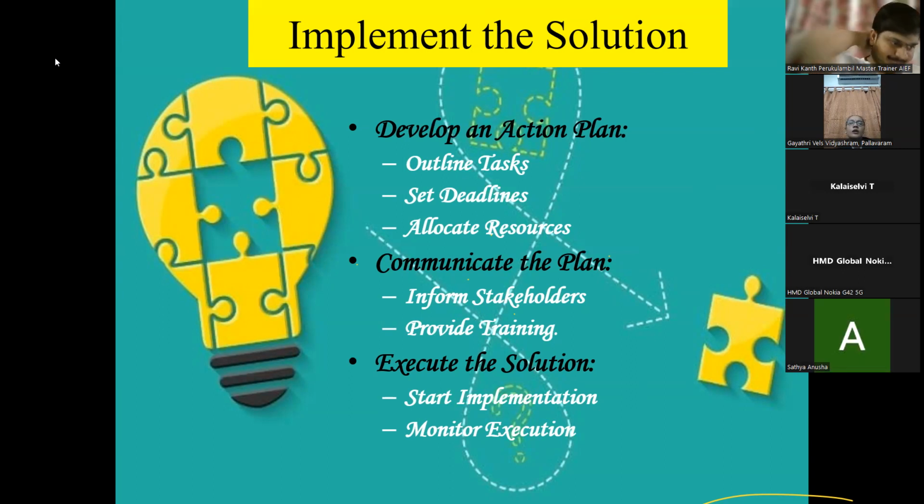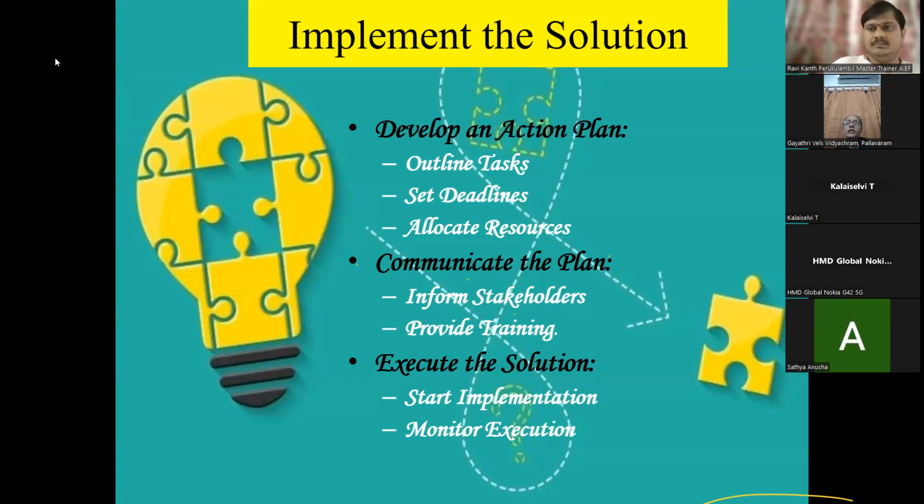Yes, ma'am. Okay. The next one, communicate the plan. As the name implies, we need to share the plan with all the stakeholders, including the team members as well as the affected parties. Whatever action we have planned should be informed to everyone. And provide training. If needed, we need to provide training or give some guidance to make sure that everyone understands their role and what is going to happen in this new process.